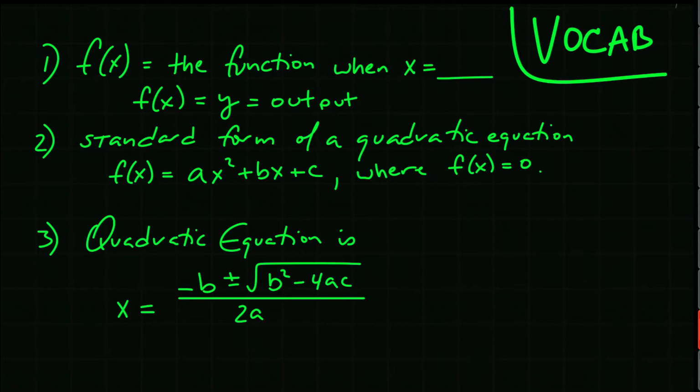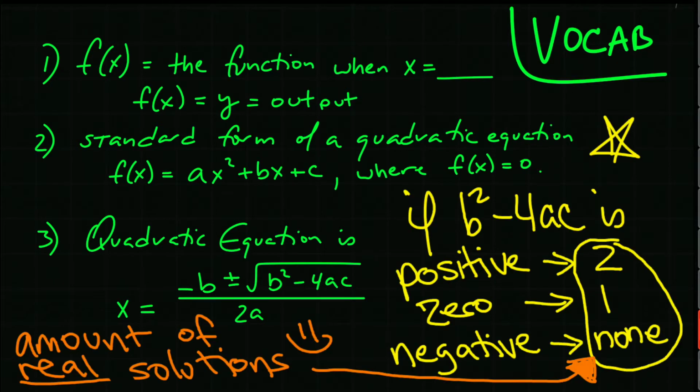Let's begin with some vocabulary. For one, we have f of x, the function when x is equal to blank. That's the same thing as basically y, which is the output of a function. The standard form of a quadratic equation is f of x is equal to ax squared plus bx plus c, where f of x is equal to 0. The quadratic formula is going to be negative b plus or minus the square root of b squared minus 4ac, all over 2a. And that's going to be the values for x, or the potential values for x, because you could have one solution or two, or none.